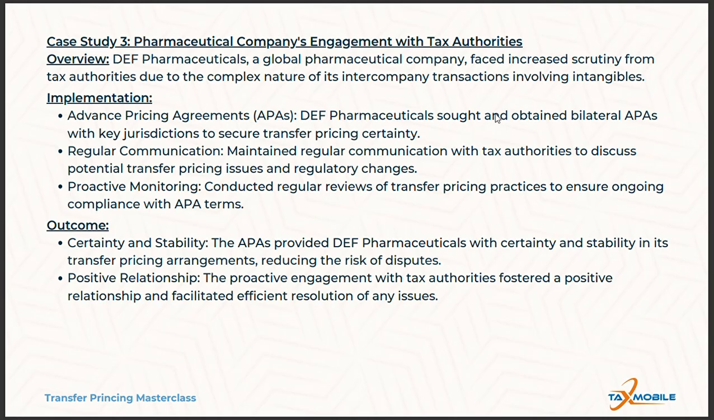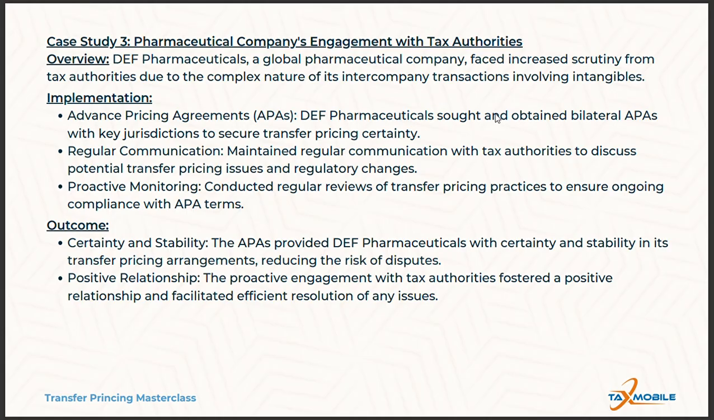So DEF Pharmaceutical Company, a global pharmaceutical company, was concerned about the increasing scrutiny from tax authorities regarding its intercompany transactions involving intangibles such as patents and trademarks. Now, implementation, what did they do? They entered into advance pricing agreements. The company proactively engaged in bilateral advance pricing agreements with tax authorities in its key jurisdictions, securing agreement on its transfer pricing methodology. They also opened regular communication.